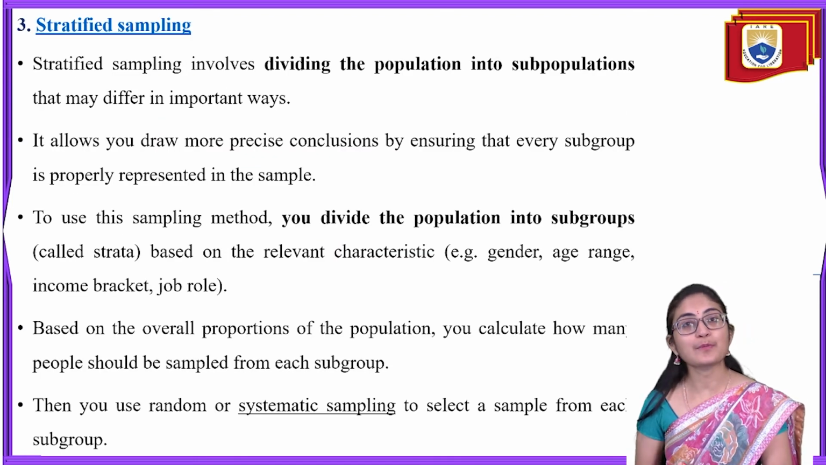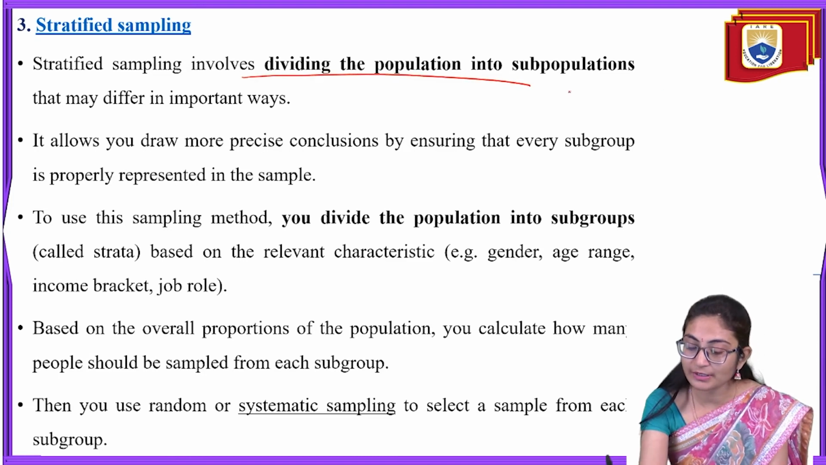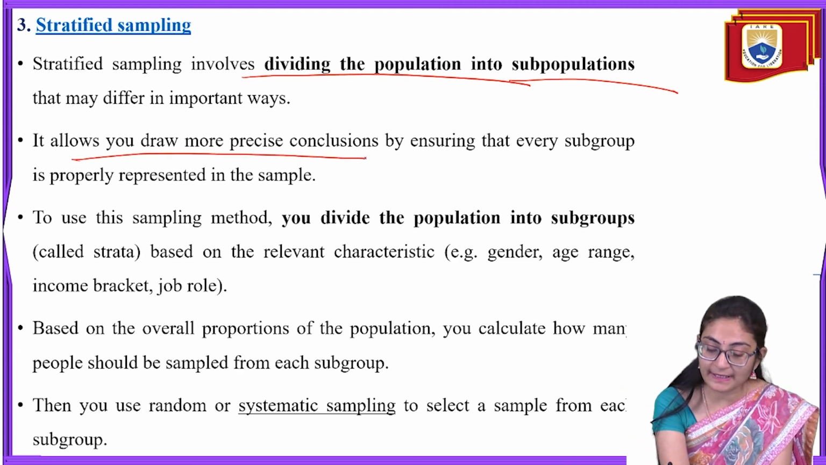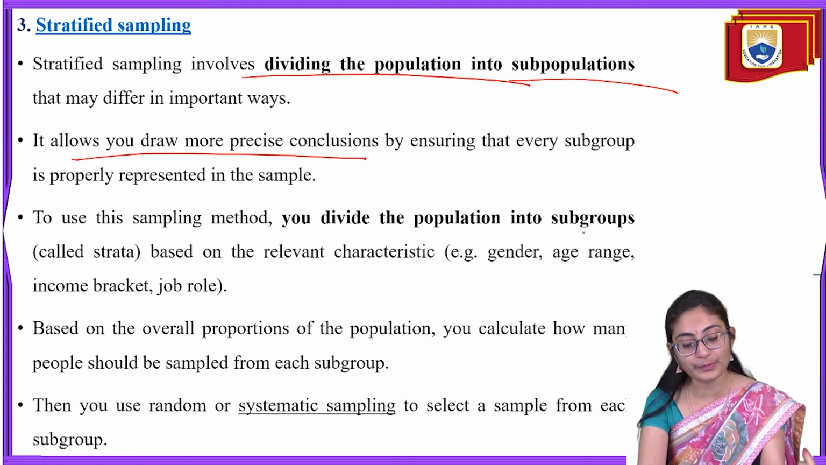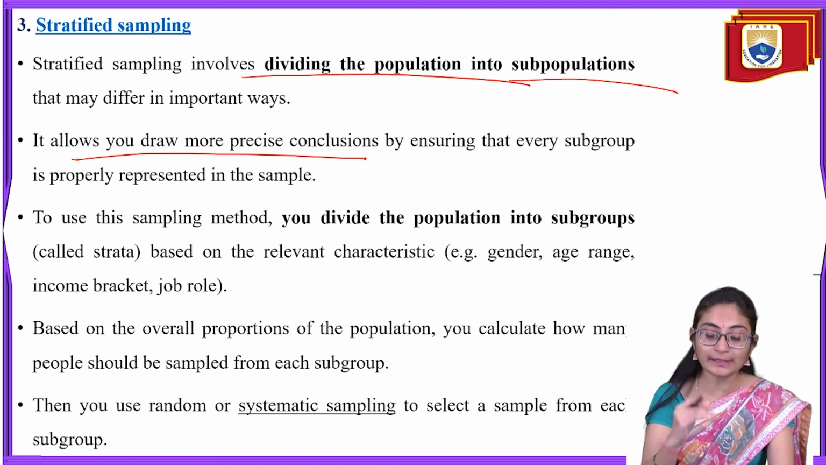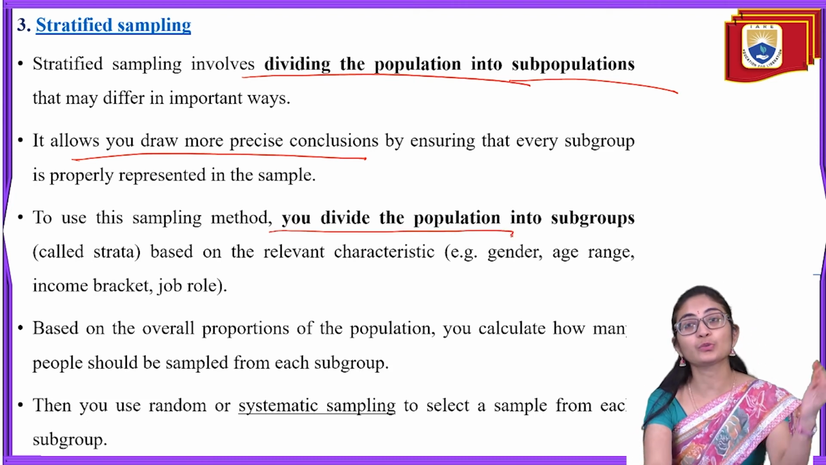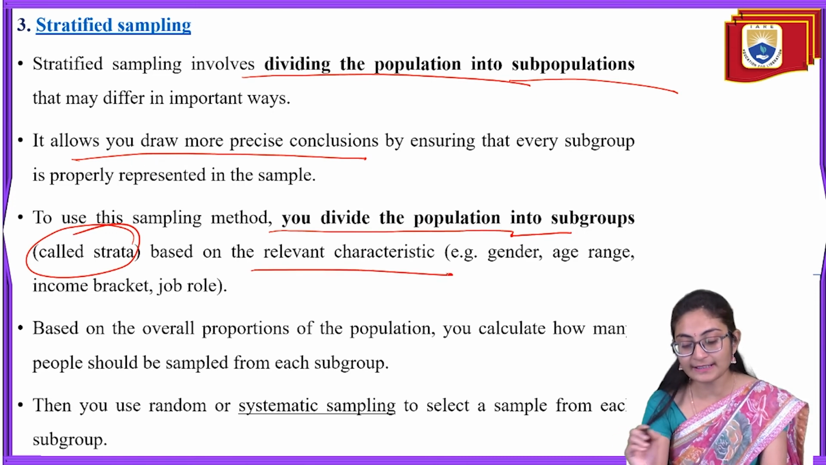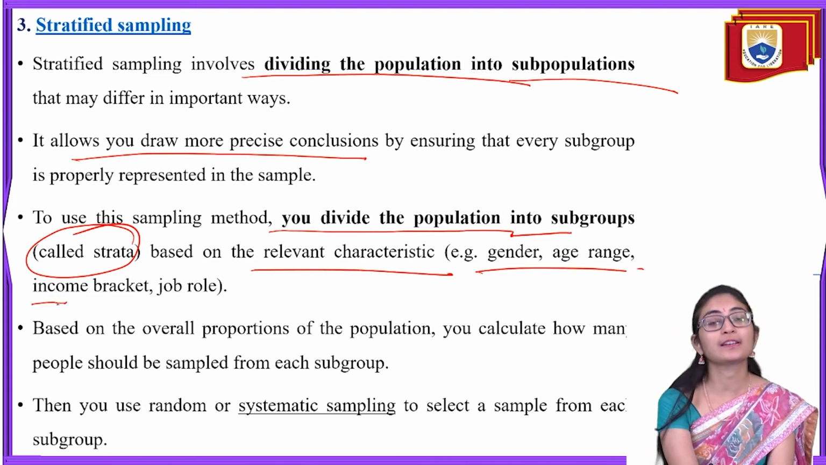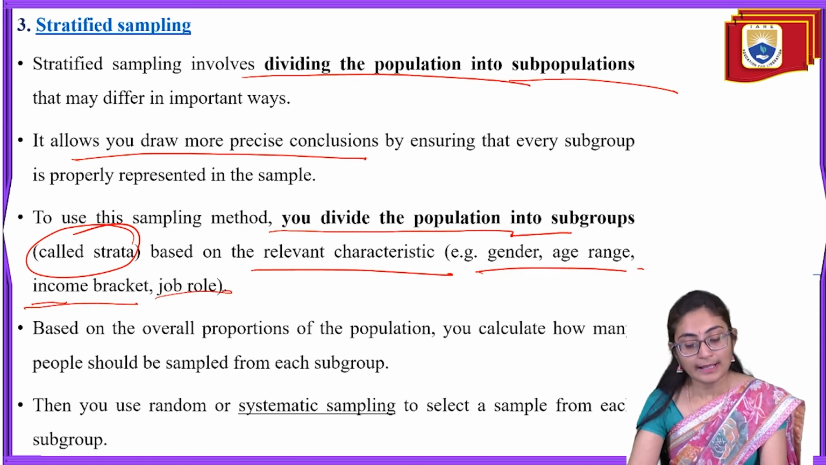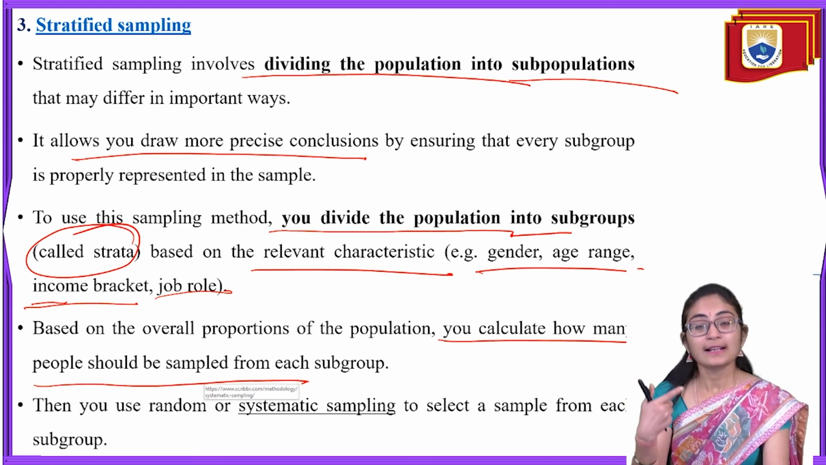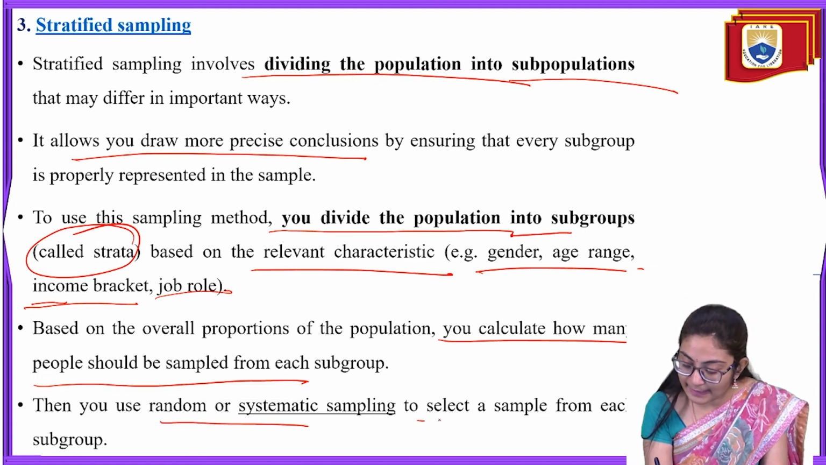Now we will see stratified sampling. Stratified sampling involves dividing the population into subpopulations that may differ in important ways, and generally it will allow you to draw more precise conclusions by ensuring that every subgroup is properly represented in the sample. For using this sampling method, you have to divide your population into subgroups, which we can call your strata, based on relevant characteristics, for example, gender, age range, income, and job. Based on the overall proportion of the population, you can calculate how many people should be sampled from each subgroup. Then you use random or systematic sampling to select a sample from each subgroup.